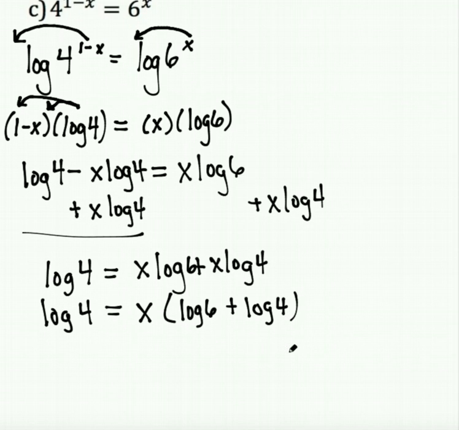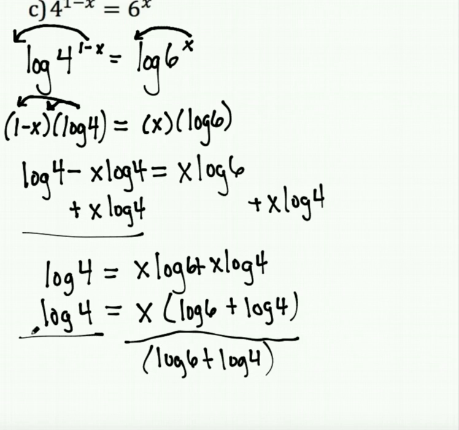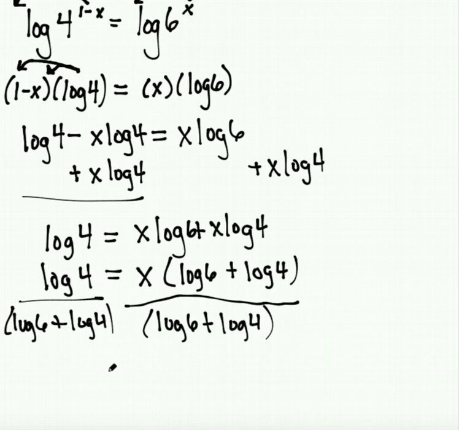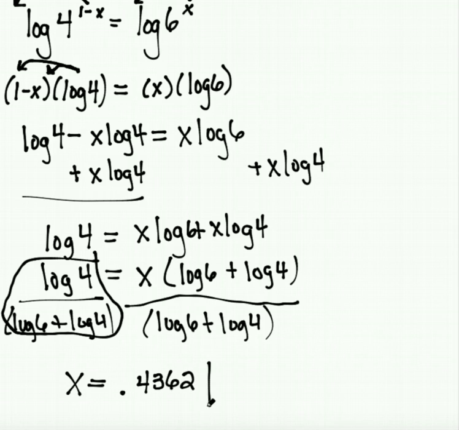Now, to get x by itself, my last step is going to be to divide both sides by log of 6 plus log of 4. At this point, I know I'm trying to get a decimal answer, so I can type in log of 4 divided by log of 6 plus log of 4 in my calculator, and that's going to leave me with x is equal to 0.4362.